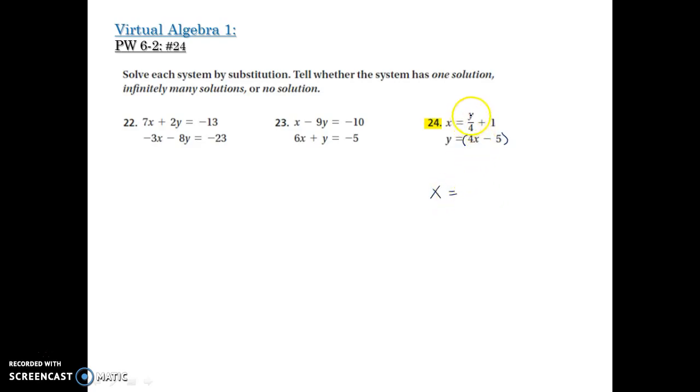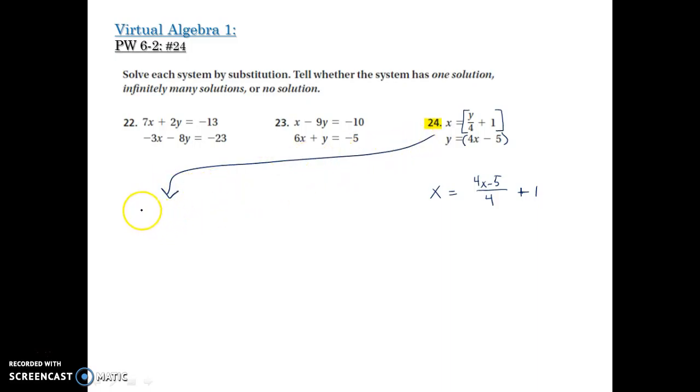x equals, and then instead of y we'd write 4x minus 5 over 4 plus 1. Now before we go any further, I want to see what would happen if we substituted the other way. If we substituted y over 4 plus 1 in for x in the bottom equation, and you can do either one.